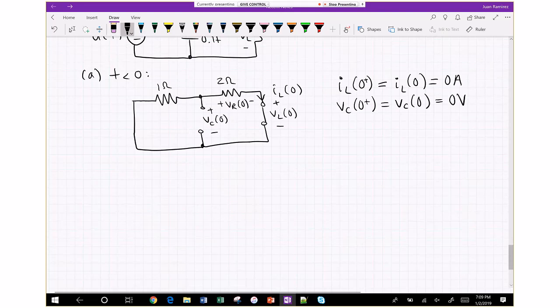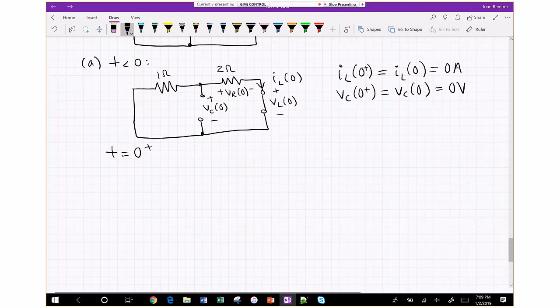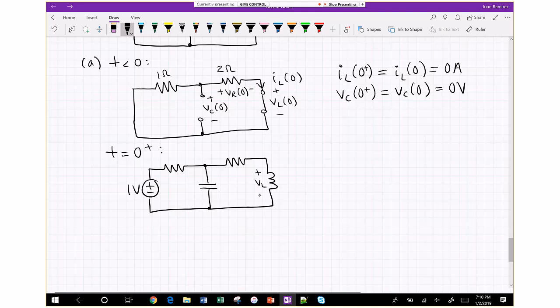Let's take a look at when you have the circuit right after the transition. Right after the transition, you do have a source. You do model the capacitor. And you do model the inductor. So I know that the inductor current, IL of 0, is still the same because it can't change. And I know the capacitor voltage is the same because it can't change.